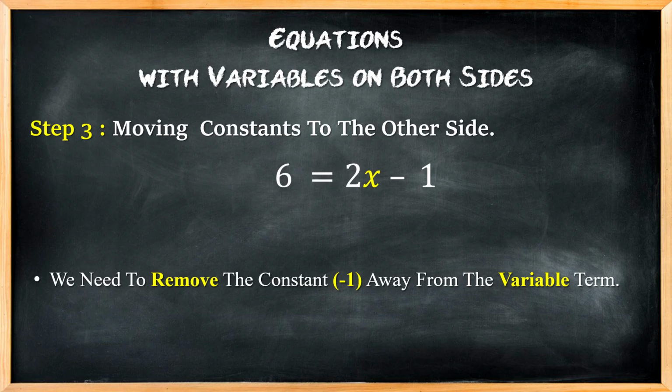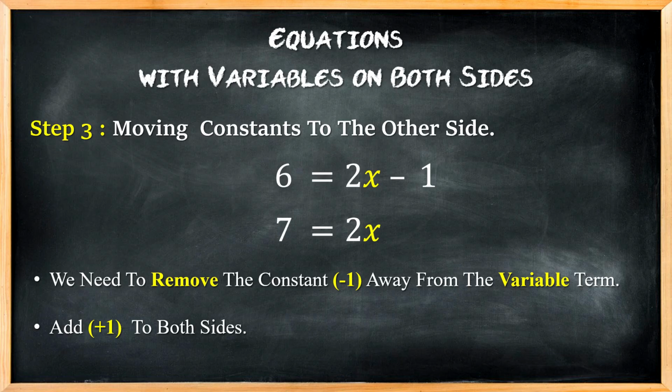We do this by using the opposite operation. Since we have -1 on the right side, we add +1 to both sides. Remember, whatever you do to one side, you must do to the other side to maintain the balance. On the left side, 6 plus 1 equals 7. On the right side, -1 plus 1 equals 0, which cancels out completely. Our equation now becomes 7 equals 2x.